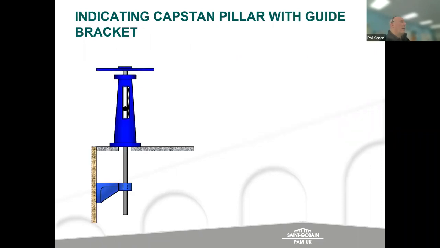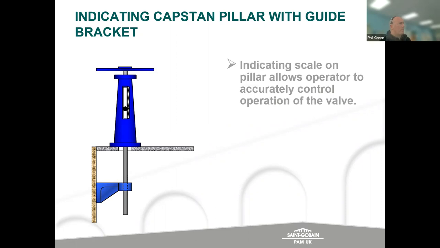What can also be available with capstan pillars is guide brackets. As I mentioned here, the guide bracket on the wall and an indicating scale on the pillar, which shows the operation, enables the operator to accurately control the operation of the valve, and spindle guide brackets there shown on the side of a wall to make sure you've got some control over the extended spindle when you're using that particular valve.